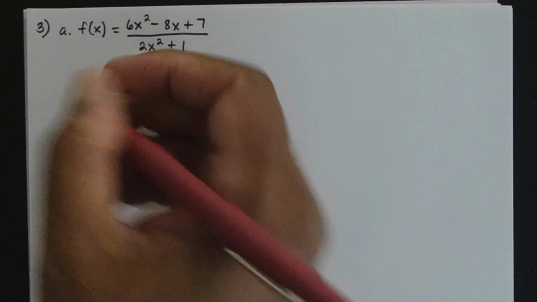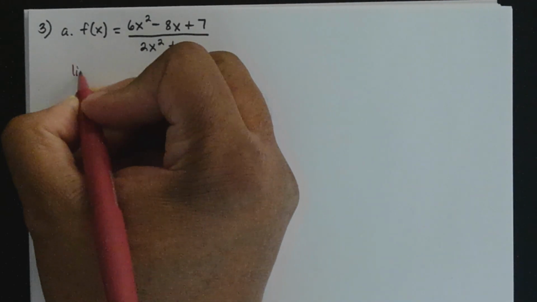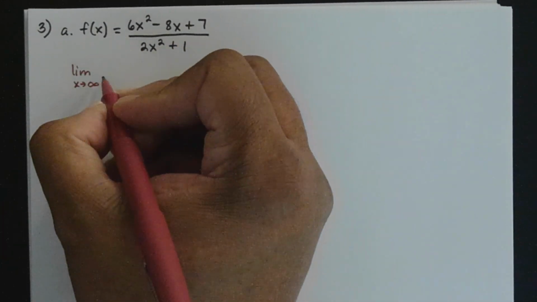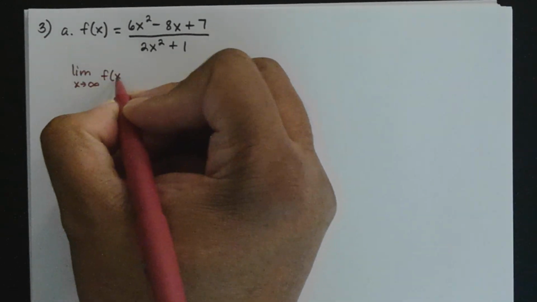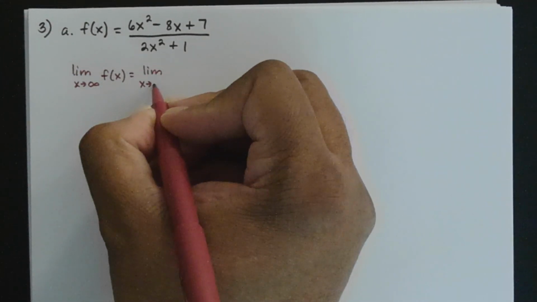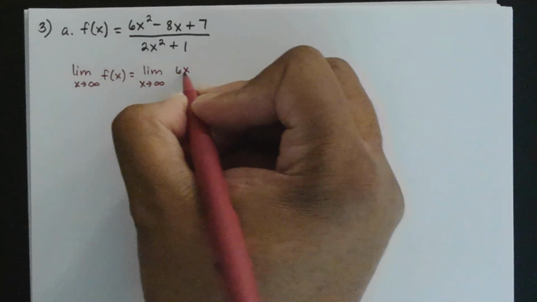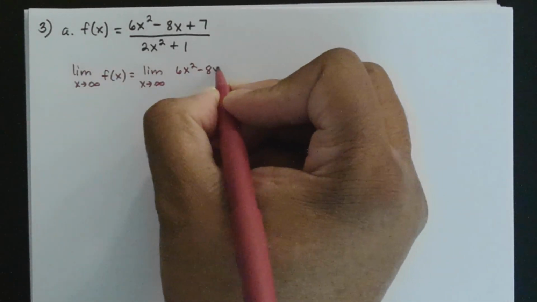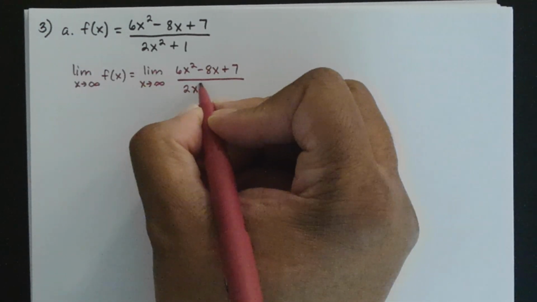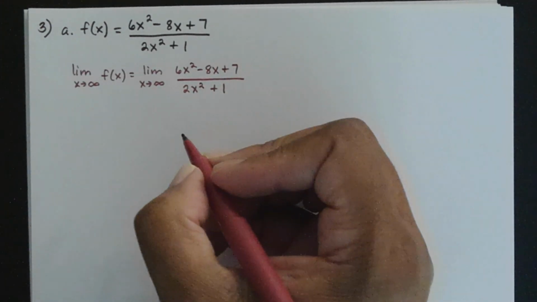So here we're just finding the limit. We're going to start with finding the limit as x approaches infinity of the function f of x, which is, of course, the limit as x approaches infinity of 6x squared minus 8x plus 7 divided by 2x squared plus 1.